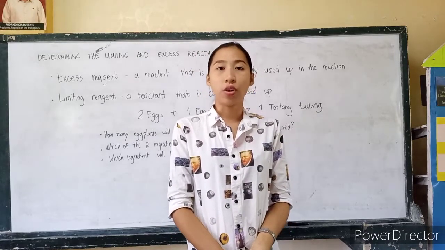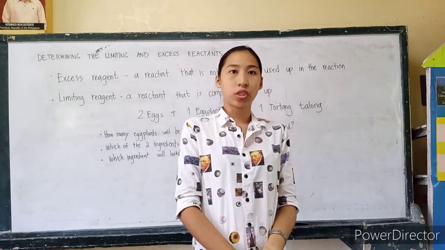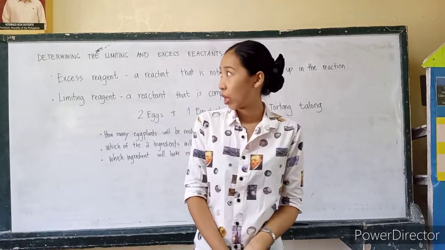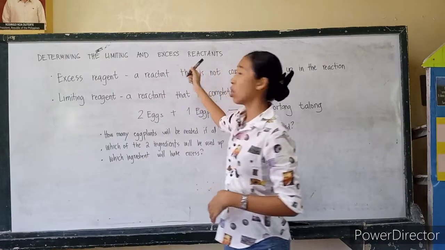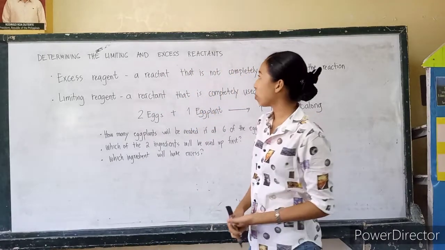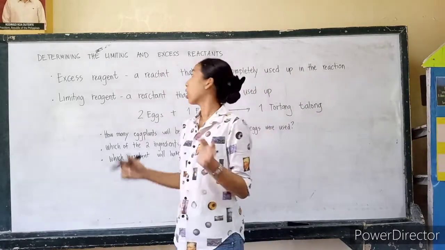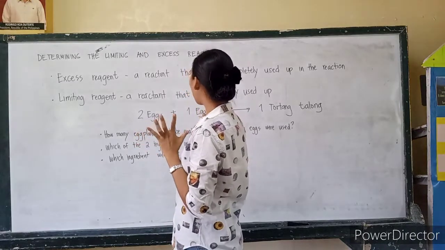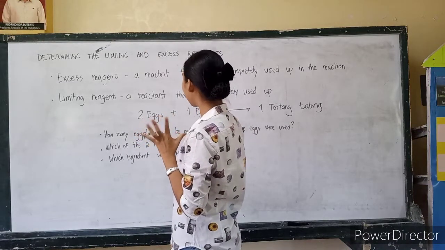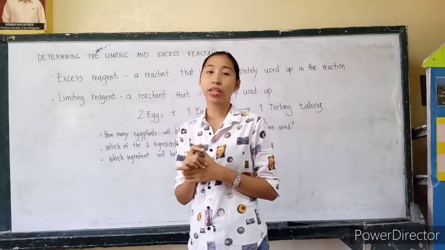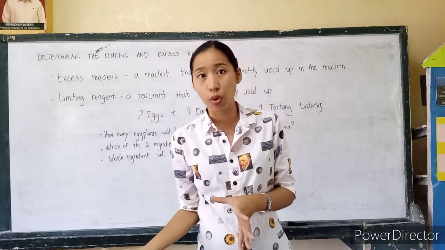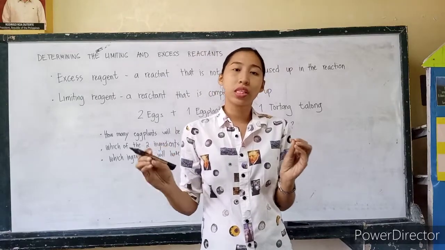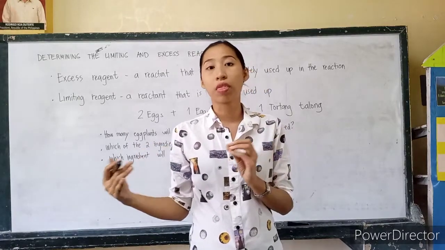So today, we are going to proceed with our main topic, which is determining the limiting and excess reactants. So, what are these two terms? Limiting reactant or excess reactant can also be called excess reagent or limiting reagent, depending on the book. But both of these terms mean the same thing.